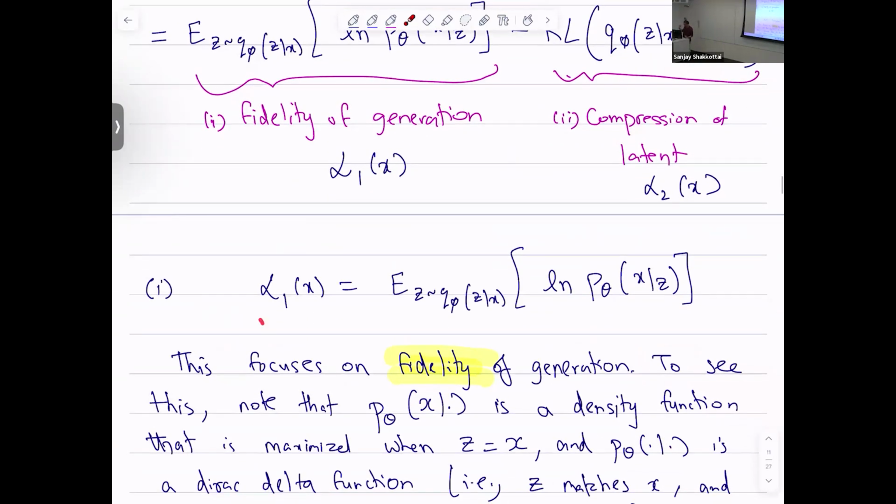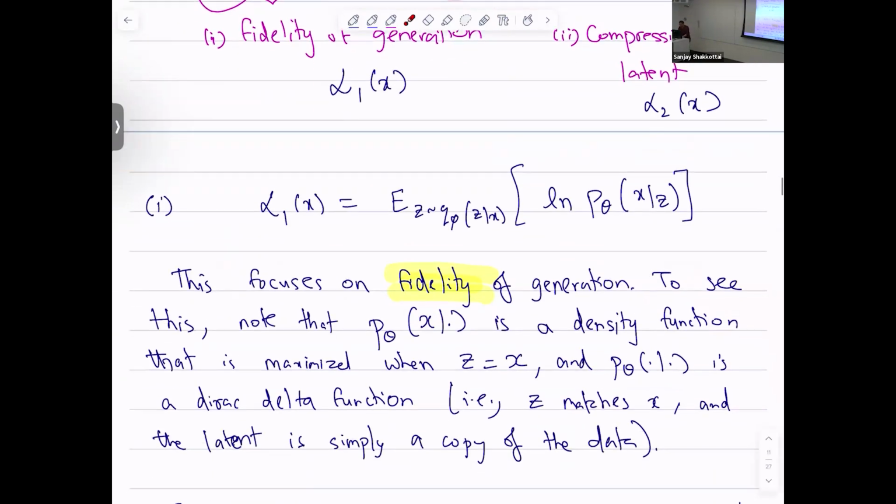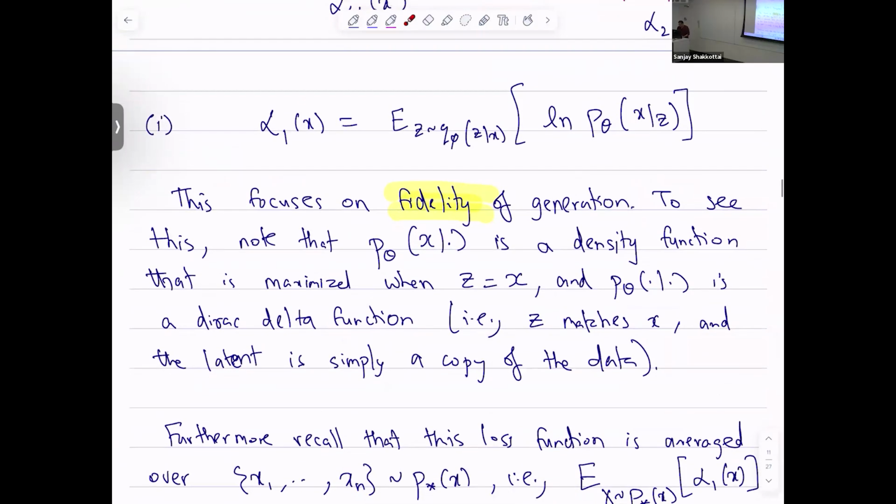Okay. So let's look at the first term. Claim that this is about the fidelity of generation. Let's see why. If I were giving you, so p theta is some density function. And remember, x is a fixed sample. If I was giving you any flexibility on p theta, I could shape that function however I want. How would I shape it?